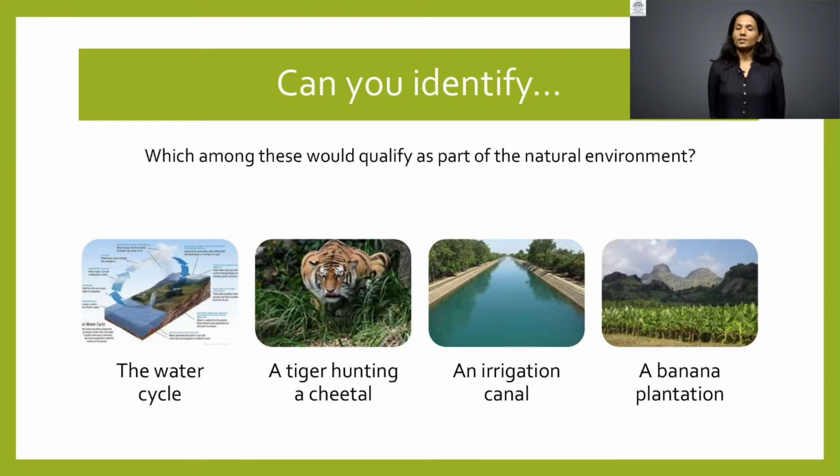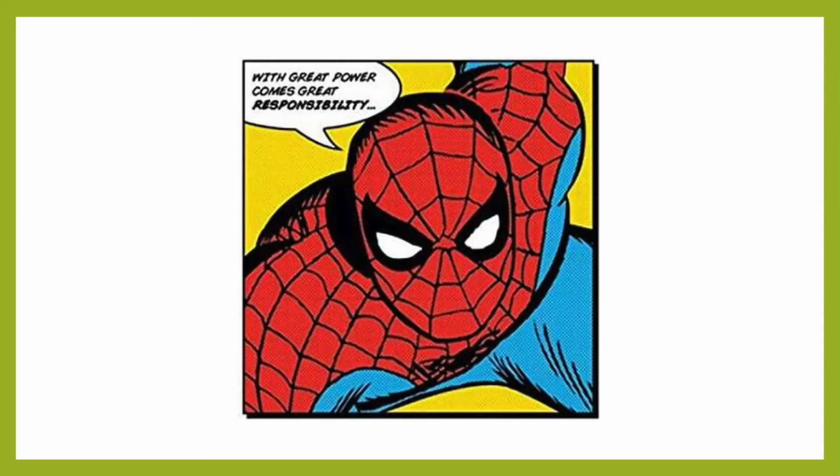As you can see from these examples, we humans engage with our environment in a very different way. We build cities, farms, and many other activities through which we engage with our environment. Our ability to change our environment is what makes us different from the rest of the animal world. Now, as Spider-Man says, with great power comes great responsibility, and our ability to change our environment is indeed our great power.